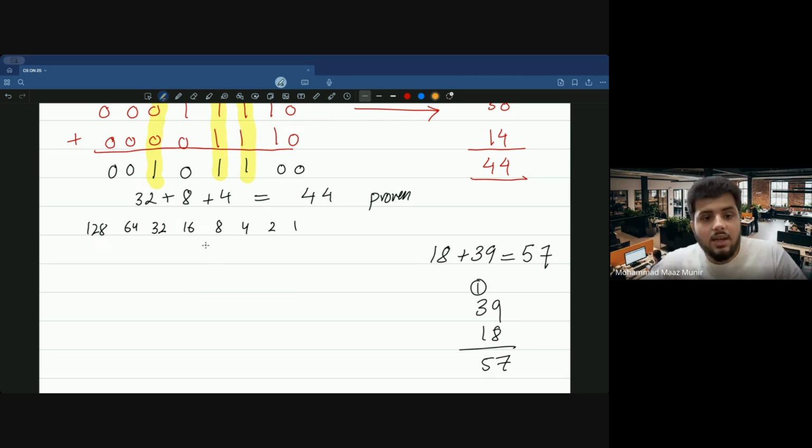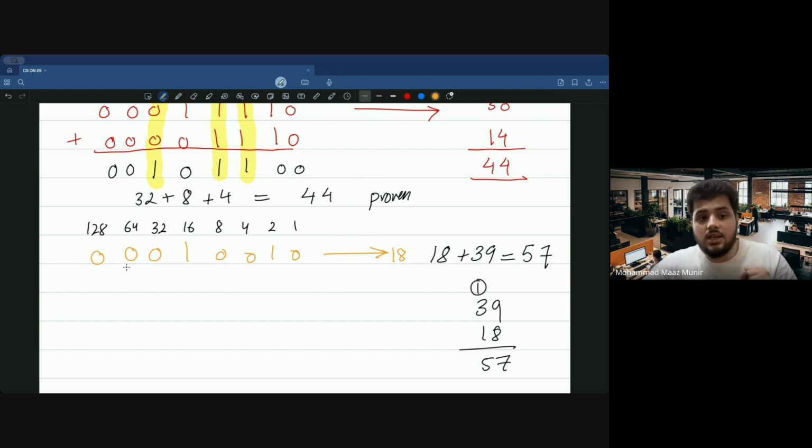So 18 हम किस तरह करेंगे? 0, 0, 0. 16 plus what is 18? 16 plus 2 is 18. So we will be putting a 1 under the 2 number and 0, 0, 0. So this is basically 18. Okay, let's write it up here. 18. This is 18's binary number.